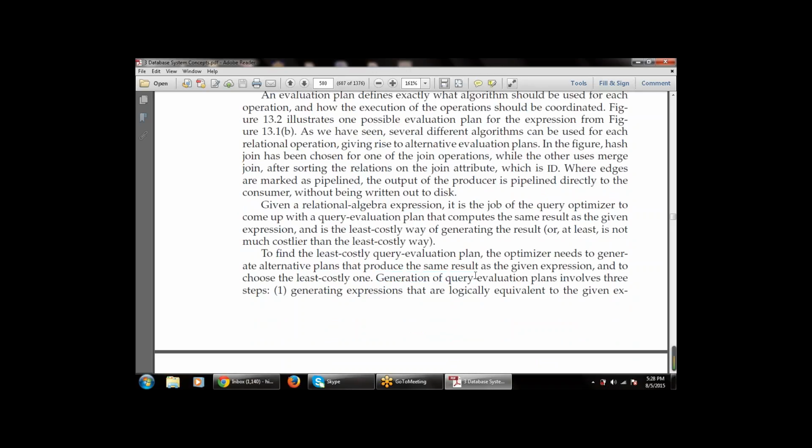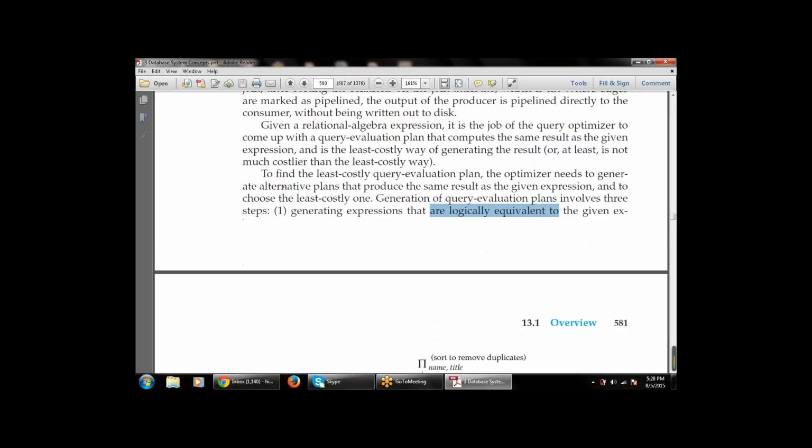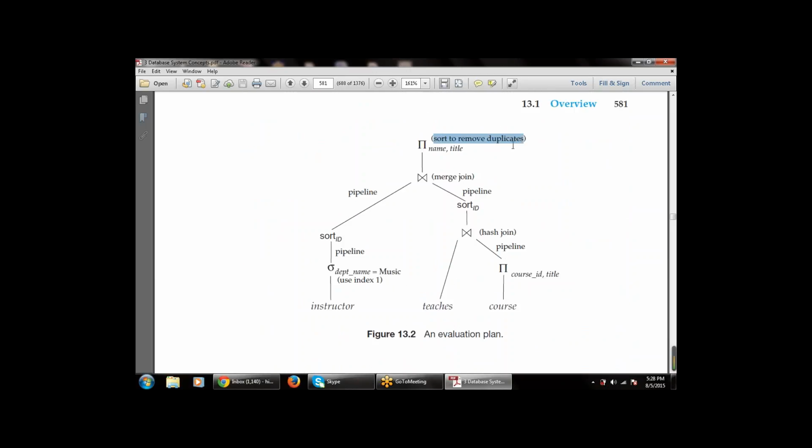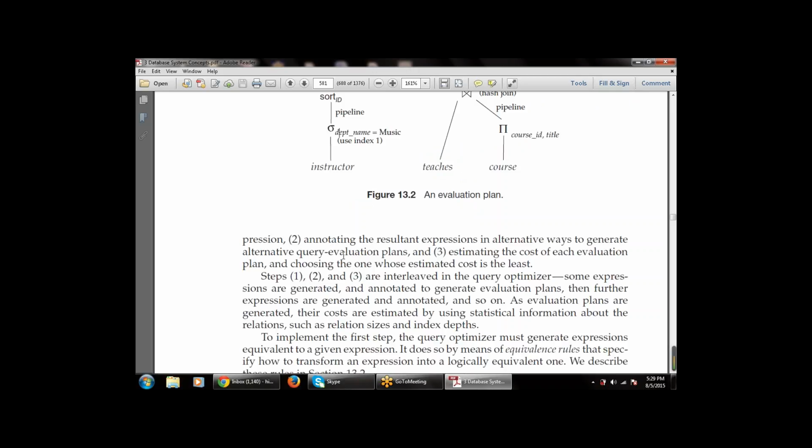So the generation of the query evaluation plan involves three steps. What are the three steps? That is generating the expressions that are logically equivalent to the given expression. So this is the evaluation plan. That is, first of all, pi, that is a sort to remove the duplicates, then pipeline, merge, sort, pi. These are the various methods that are denoting the various contents.